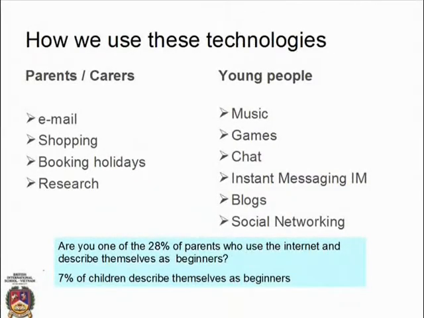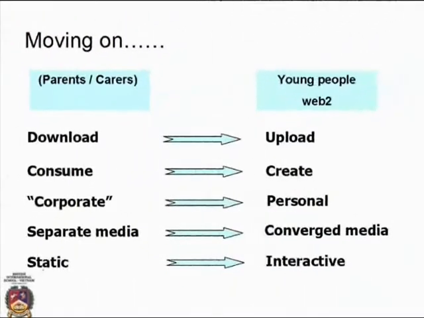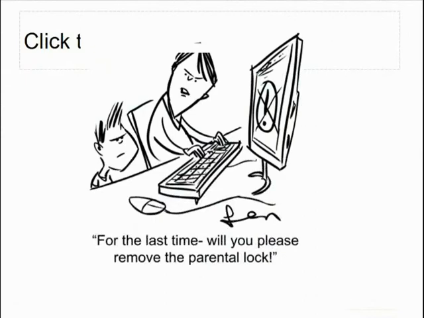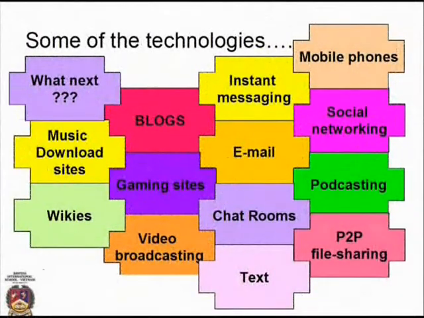And how do we use the internet? As adults, we generally download and consume: email, shopping, accommodation, that kind of thing. Whereas young people and children tend to upload, they tend to create. The children and young people are called digital natives. They were born into this technology realm, whereas adults were born before this technological boom.